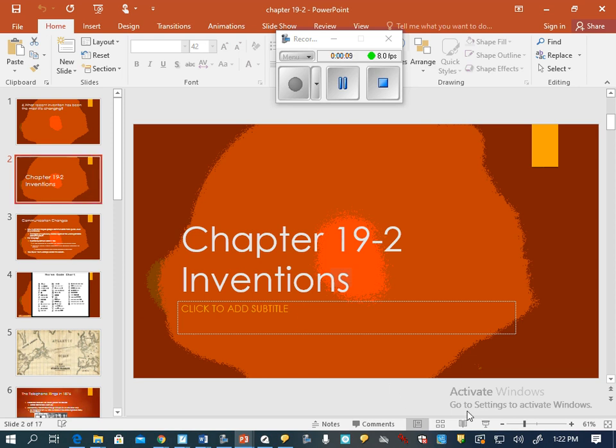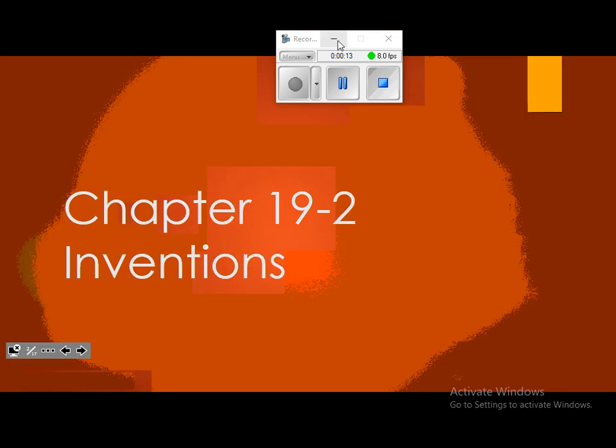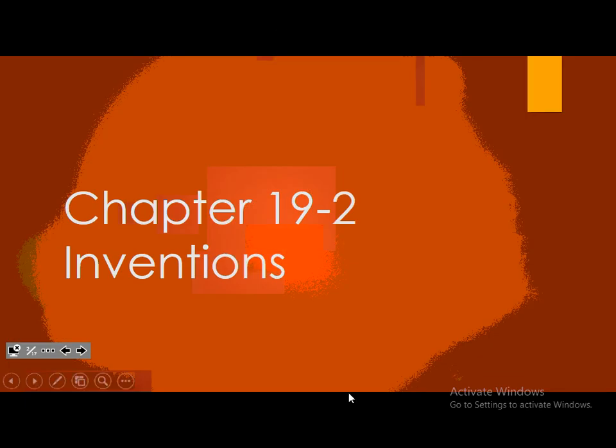So today in class, we're looking at some notes over Chapter 19, Section 2. Yesterday, we started looking at inventions, primarily with the railroad and technology kind of leading the way in Section 1. The age of inventions is in Chapter 19, Section 2.